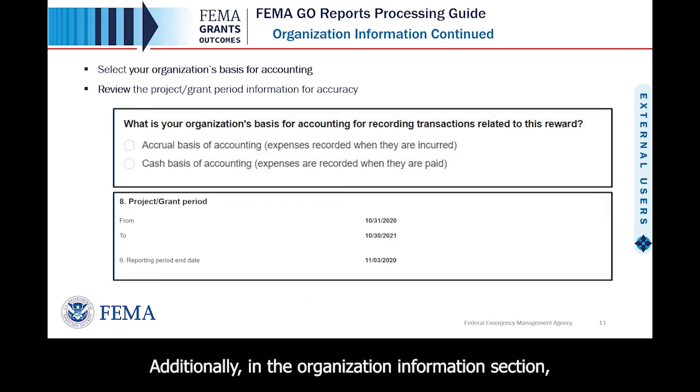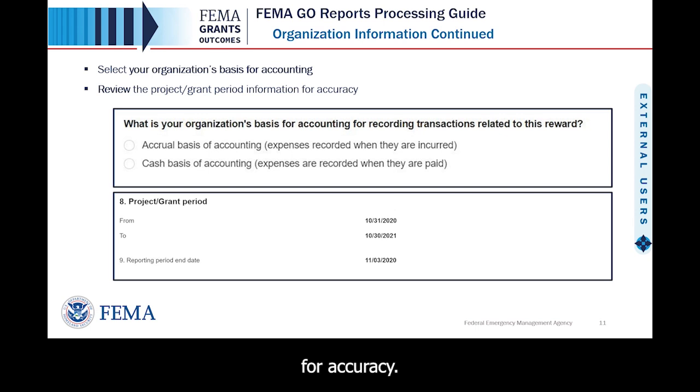Additionally, in the Organization Information section, you will need to select your organization's basis for accounting in the main body and, under number 8 in the main body, review the project and/or grant period information for accuracy.